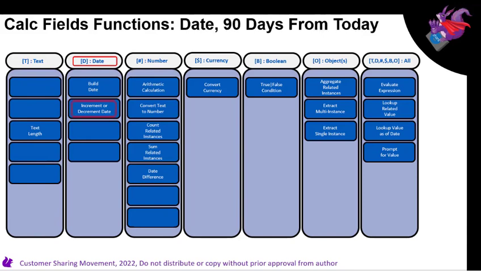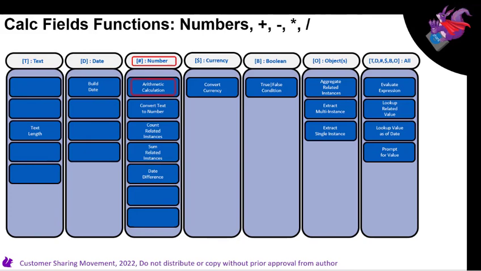Focusing on dates, let's add 90 days from today. That would be using a function called increment or decrement date. Focusing on numbers, we could do some arithmetic. For example, addition, subtraction, multiplication, and division.